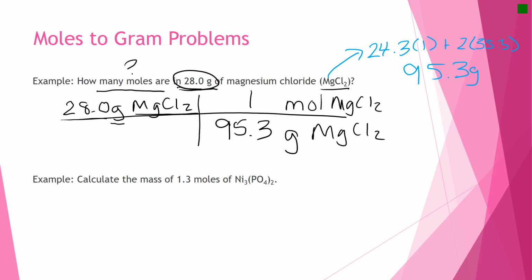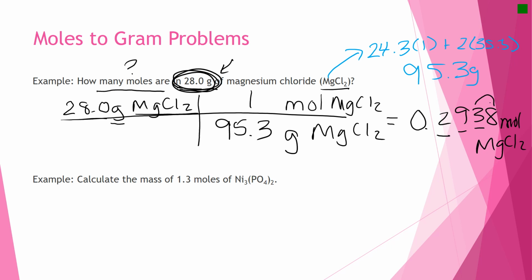So I'm going to put in 95.3 grams for this. And how I'm going to solve it is I'm going to take 28 times 1 divided by 95.3, press enter, and I get 0.2938. And that would be moles of MgCl2. Now what I need to do is round to the correct sig figs. You're going to base it off of the number that's given in the problem. So this has 3, so I'm rounding to 3. It's 1, 2, 3. That number is going to round up because of that 8. So I end up with 0.294 moles of MgCl2.